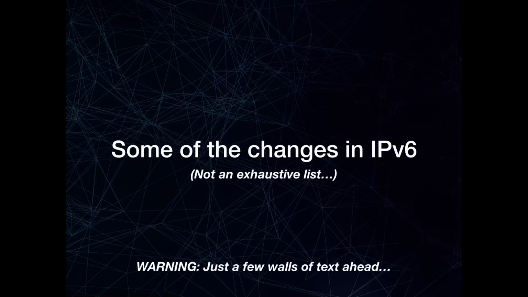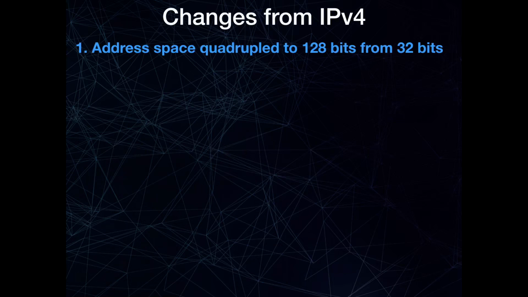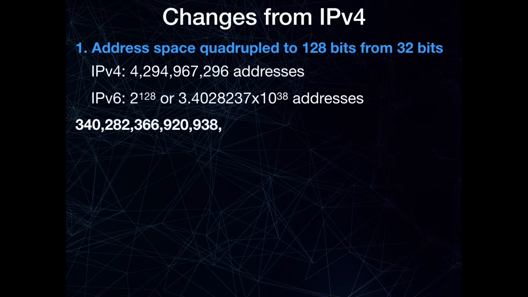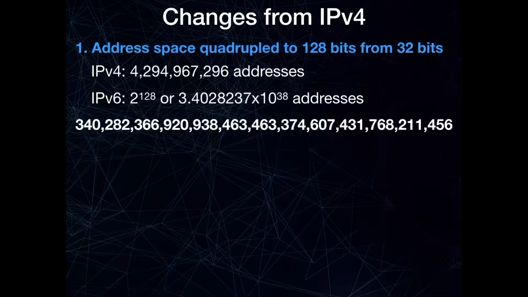Some of the changes, and this is not an exhaustive list, trust me. First, our address space quadrupled from 32 bits to 128 bits. So if we compare the numbers, IP version 4, 4.3 billion addresses, to IP version 6, we now have to use exponential notation because the number is so big. That's 2 to the 128. For the math geeks, that's 3.4 times 10 to the 38. And for those of you who are not mathematically inclined, that's the number.